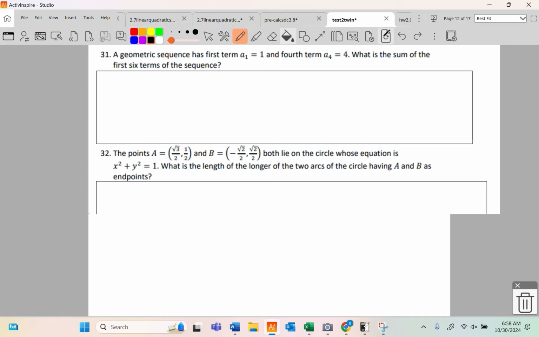The points a equals (root 3 over 2, 1/2), and b equals (negative root 2 over 2, positive root 2 over 2), both lie on a circle whose equation is x squared plus y squared equals 1. What is the length of the longer of the two arcs of the circle having a and b as endpoints? So this is actually what you call a unit circle. And none of you probably remember this because for some reason kids just forget everything.